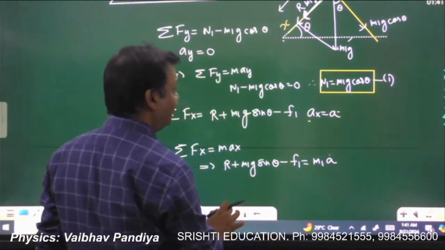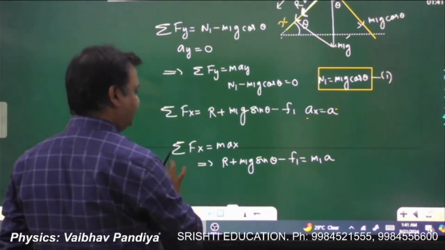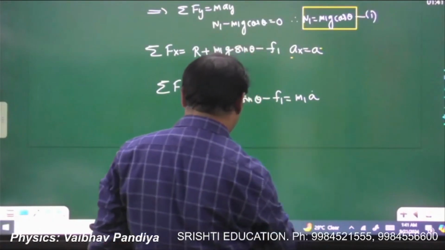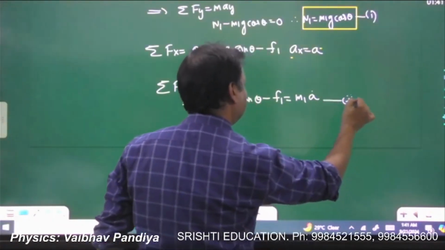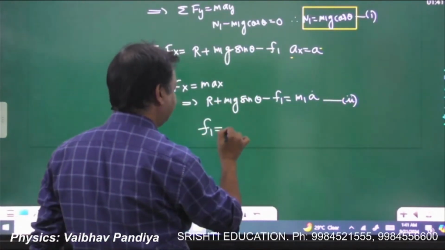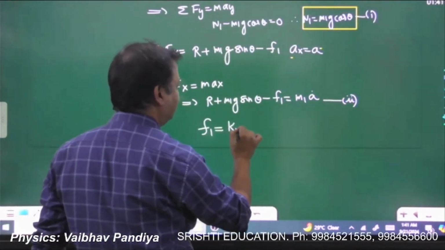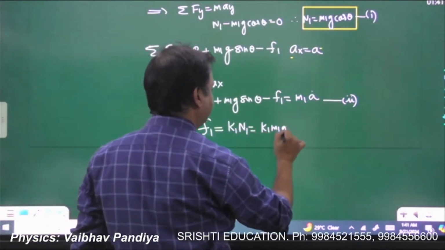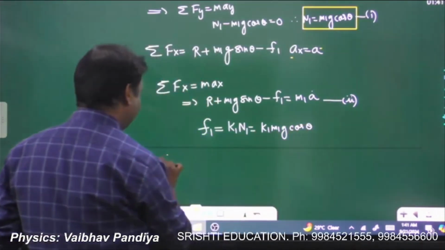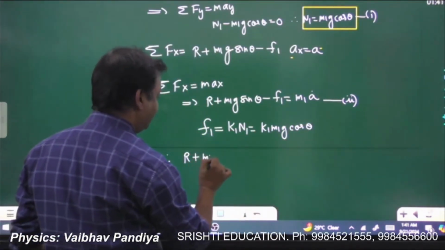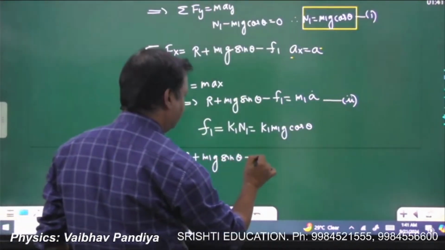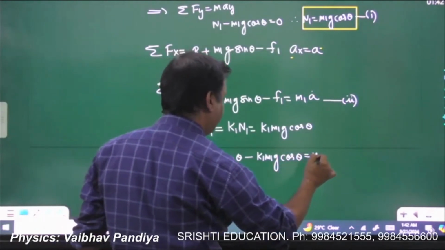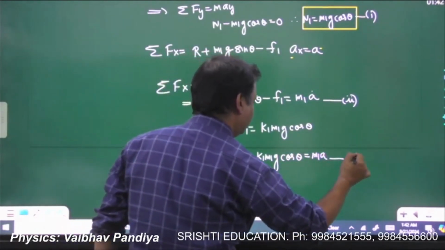Now I can put the value of F1. F1 is the frictional force. So put the value of F1. F1 is the coefficient of friction, which is given in the case as K1, multiplied by N1, and N1 is M1G cos theta. So it will be K1 M1G cos theta. So you'll get the equation R plus M1G sin theta minus K1 M1G cos theta equals M1A. Let it be equation number 3.